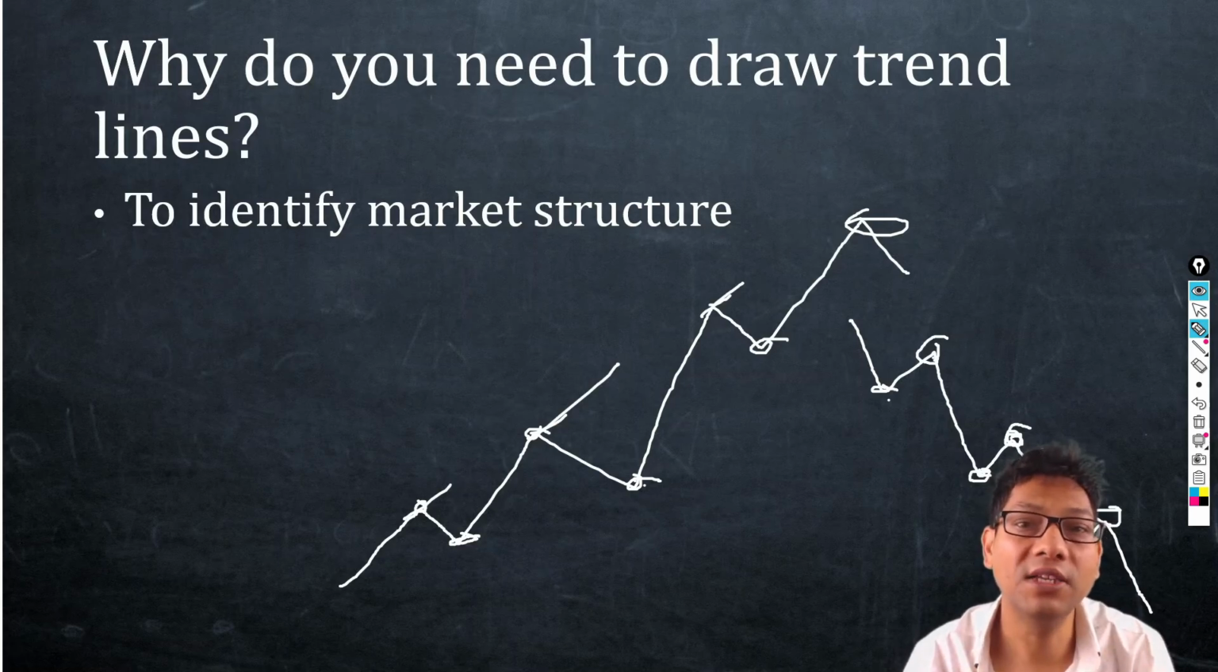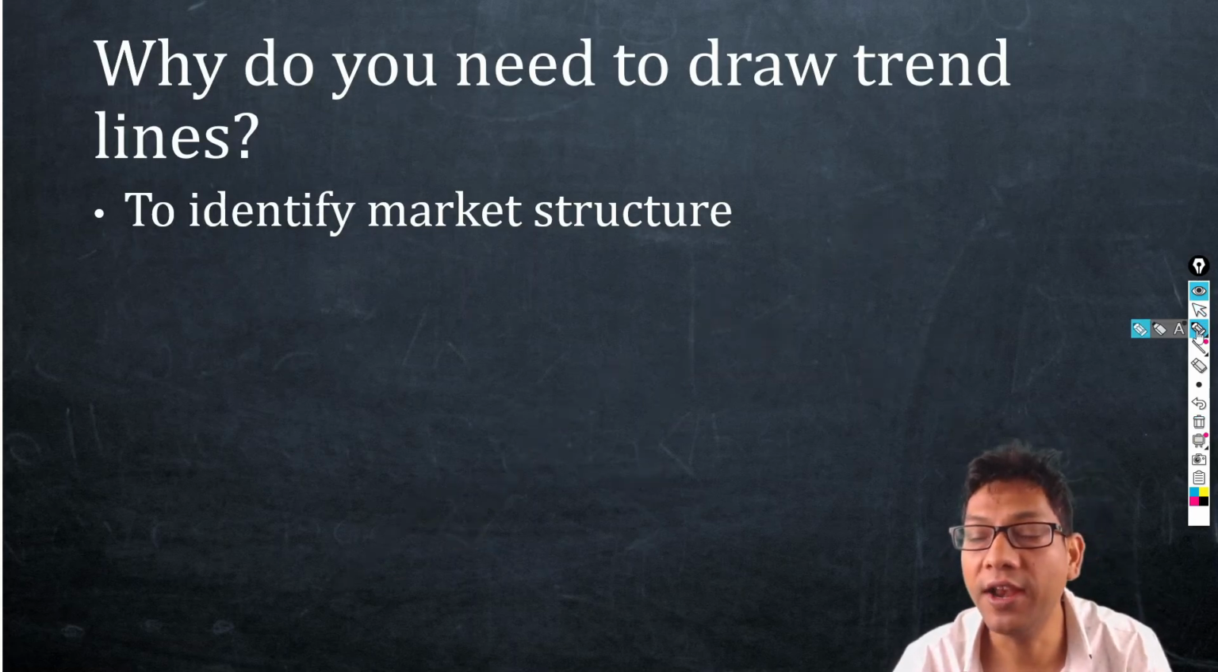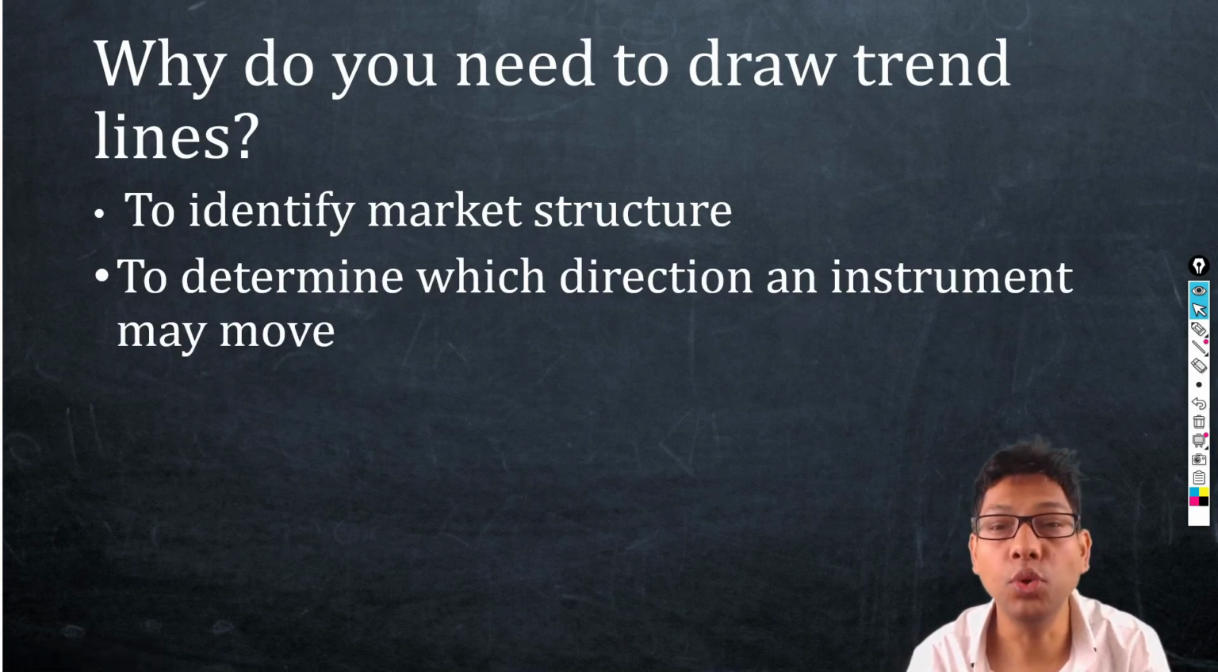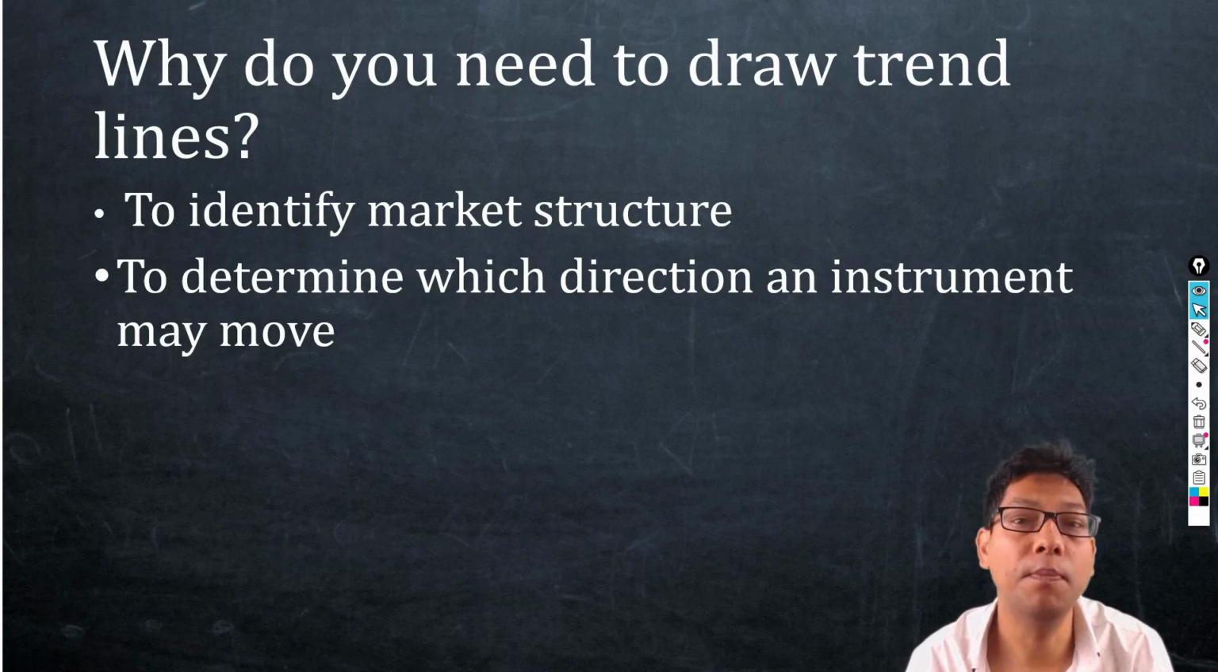To identify market structure, you need to know the trend of the market. The next thing, you need to determine which direction the market or instrument may move.